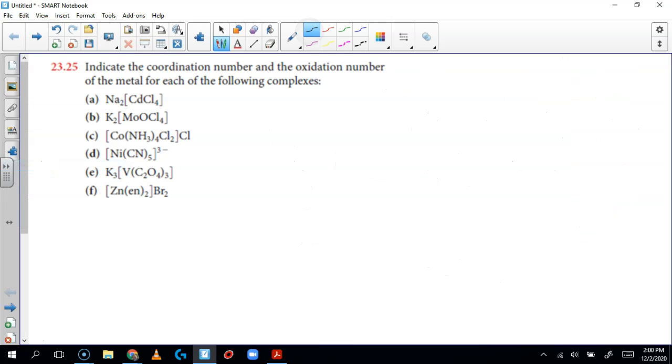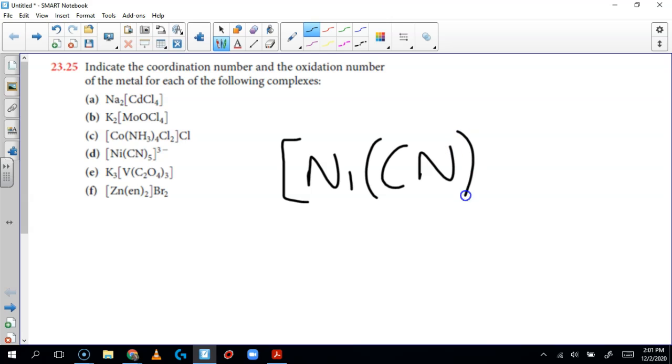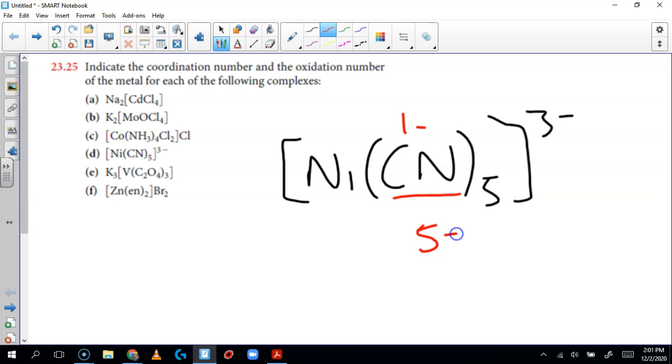Okay, so part D now just gives us an ion. It doesn't give us the counter ion to this negative ion. So it's only the complex ion. Okay, so cyanide, when we use it in coordination chemistry, this CN is still a minus. It's called cyano when it's in a coordination compound. So again, there's 5 of them, so this is 5 minus.